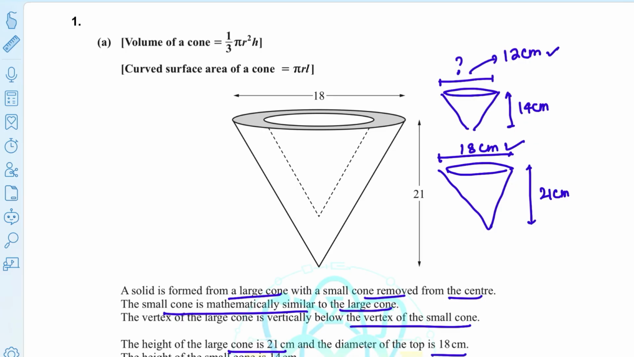Why did we do this? If the diameter is 18 centimeter for the bigger one, the radius would be 9 centimeter. Simple, right? For the smaller cone, if the diameter is 12 centimeter, that means the radius will be 6 centimeter. Did you understand what I'm trying to say? That is something we have to understand.